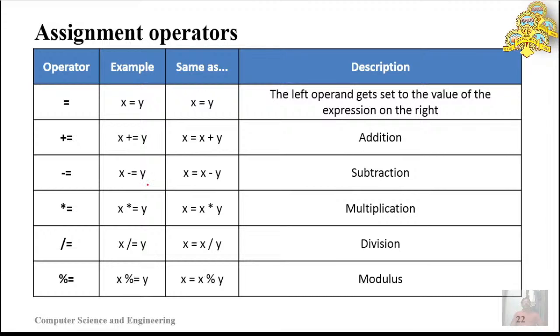Assignment operators are almost the same as C language operators, that is normal assignment, then plus equals, a shortcut method for addition and assignment, then minus equals, asterisk equals, forward slash equals, and percentage sign equals. So these are the assignment operators supported in the PHP language.